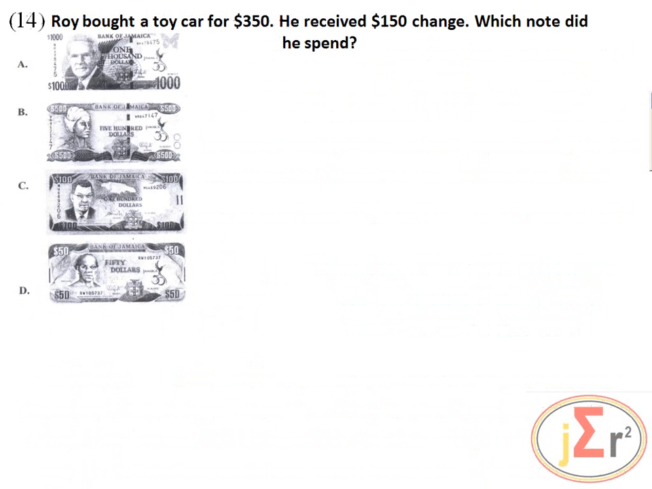Roy bought a toy car for $350. He received $150 change. Which note did he spend? Jerry is so fast with these problems. The answer is $500. And that is not a difficult problem.